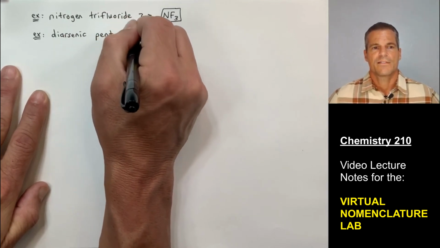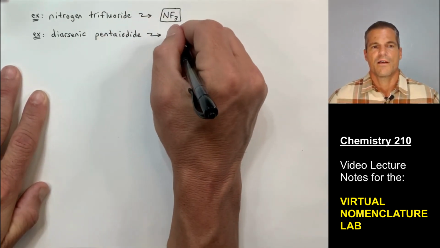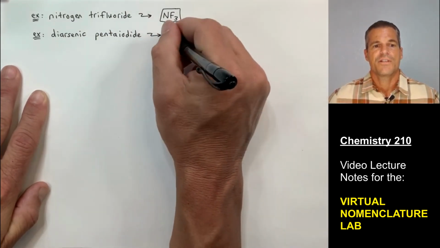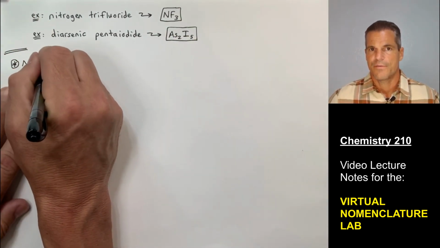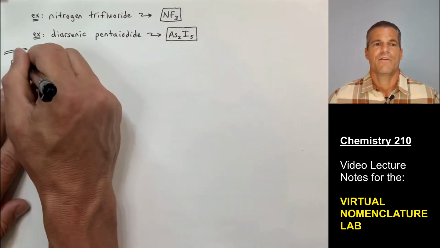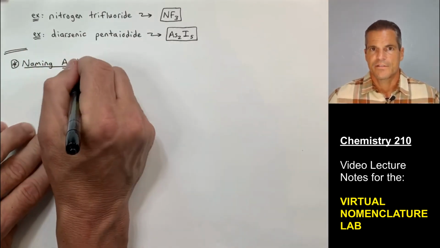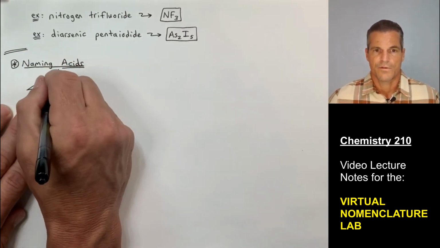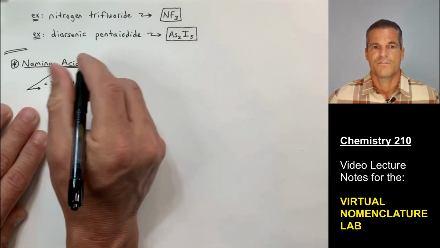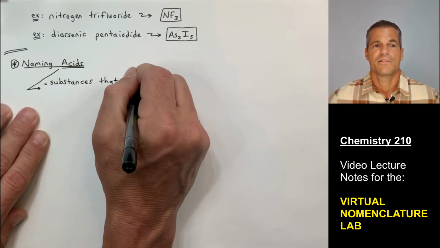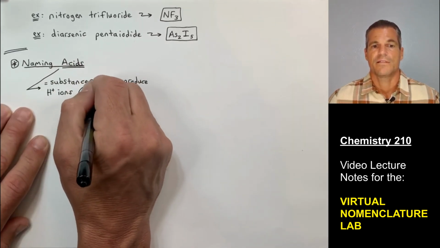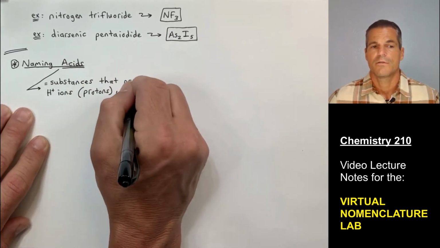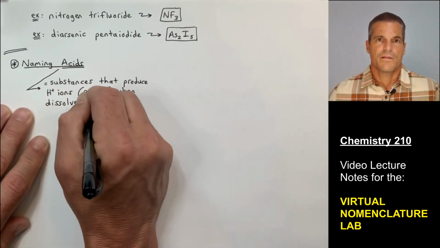All right, next example for covalent compounds. Nitrogen trifluoride, well, NF3. So this should be a very gratifying exercise here to know that this is fairly straightforward, getting the formulas for covalent compounds from the names. Diarsenic pentaiodide, well, that's As2I5. All right, so let's talk about naming acids now.